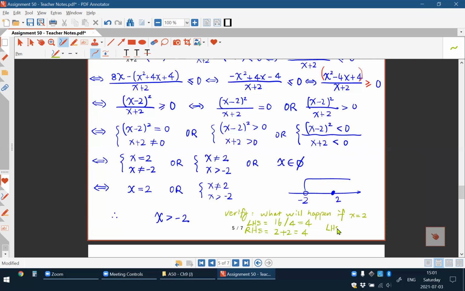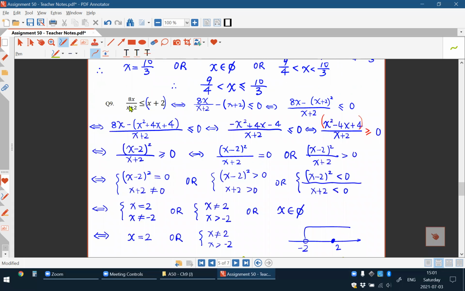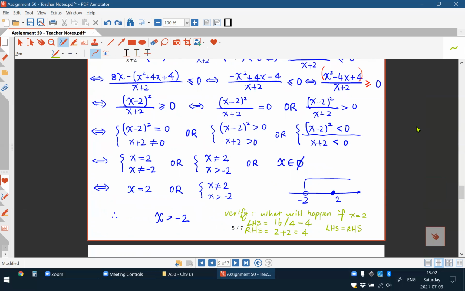That means the left-hand side equals the right-hand side. If the left-hand side equals the right-hand side, this can be happening because there is an equality sign here, right? So that means when x is 2, it satisfies this inequality here. So x is 2 must be one of the solutions, right? So we can leave x is 2 in the final solution. We don't need to remove x being 2 in the solution. Do you understand?